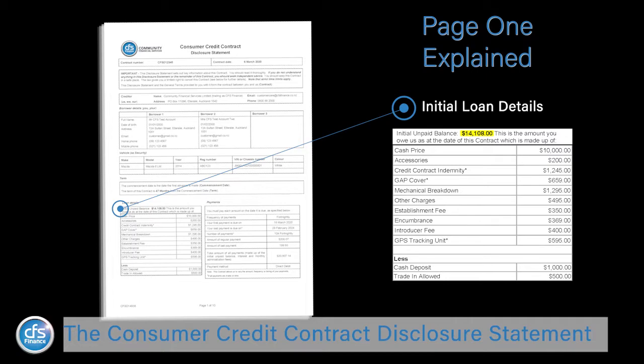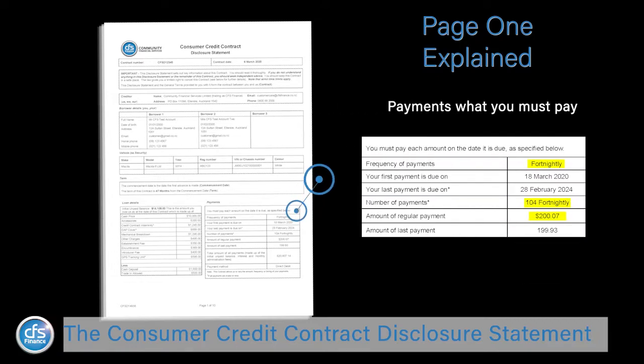This is made up of the cash price of the vehicle you have purchased, any accessories you may have bought, as well as any insurance products, including mechanical breakdown insurance, an establishment fee, an introducer fee, and the GPS tracking unit cost if applicable, less any cash deposit paid or trade-in allowances.